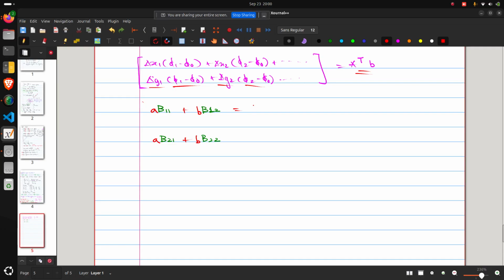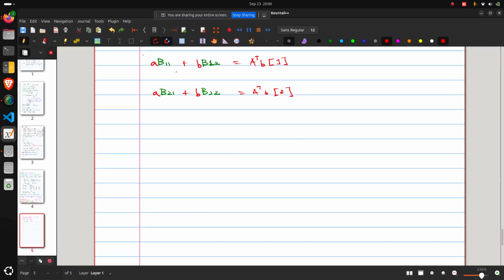Equal to what? Equal to the first element of A transpose B, and the second element of A transpose B, right. Now we can again just write it in terms of a matrix vector multiplication: B11, B12, B21, B22, and this will be our unknown vector.